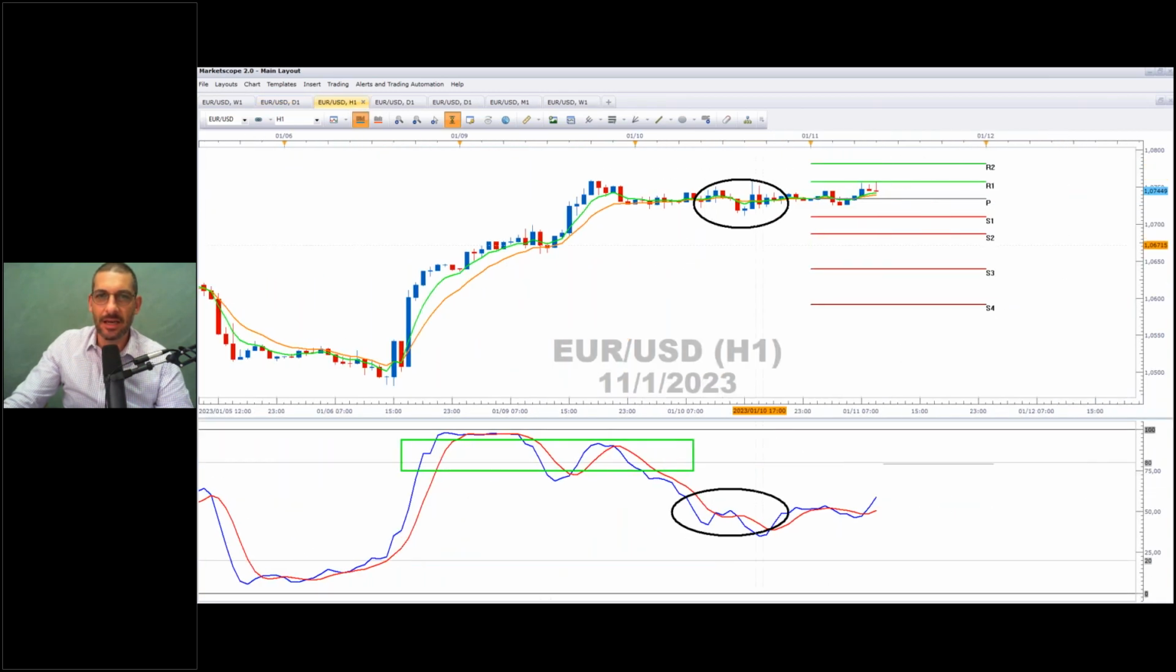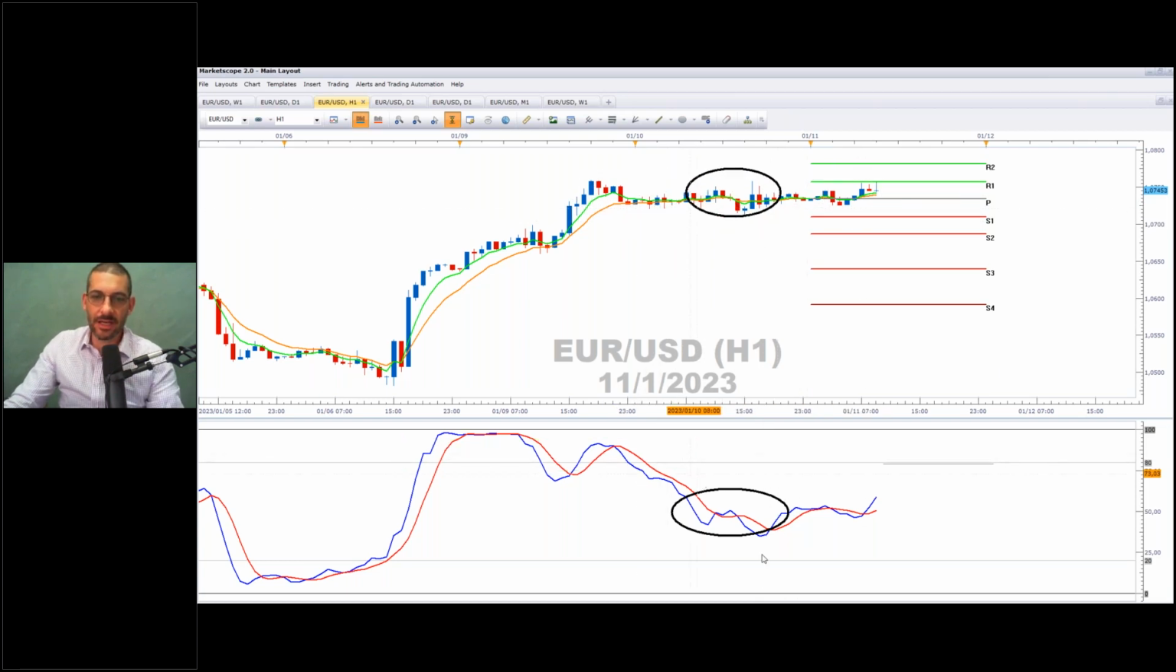So yesterday the euro, there was no angle, no separation, so we just had the sideways movement. Moreover, whilst we did get an initial cross on the stochastic, it never made its way up to 80. So you can see the stark difference between the DAX and the pattern on the euro.